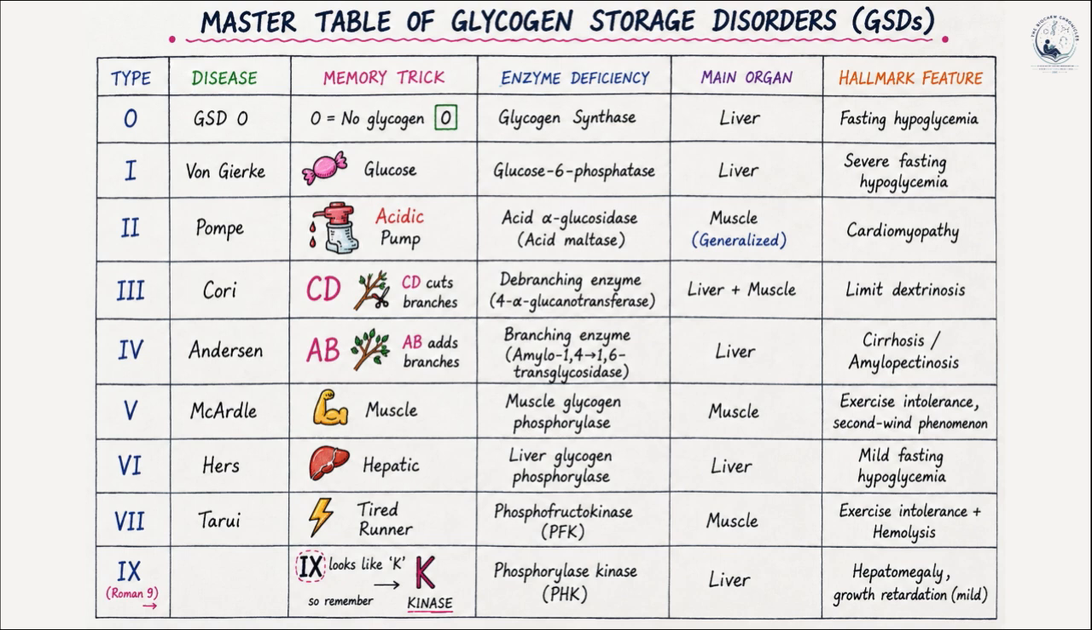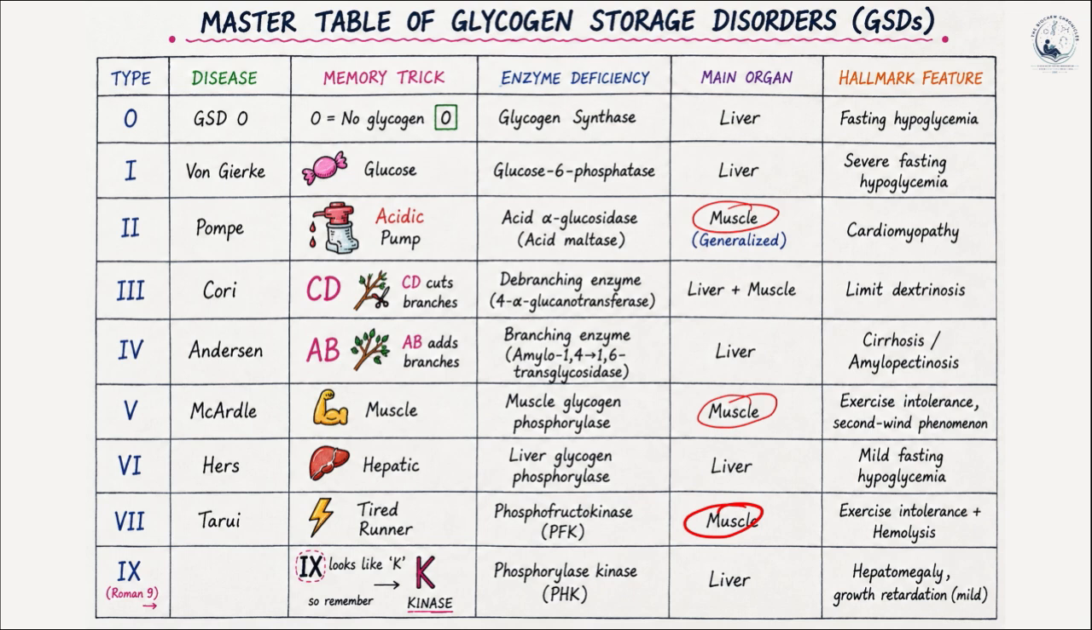And here I have the master table to remember your GSDs in a very simple way. We'll look into each of these one by one. So before that, type 2, type 5 and type 7 are your muscle forms of glycogen storage disorder, whereas the others are your liver forms. There are many types of GSDs, but these 9 are very important ones you need to know.